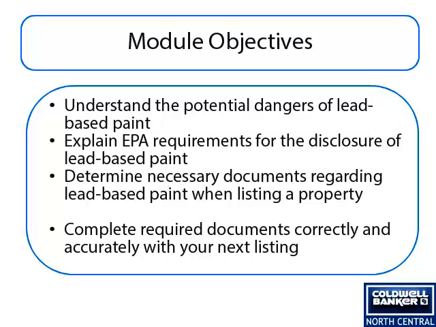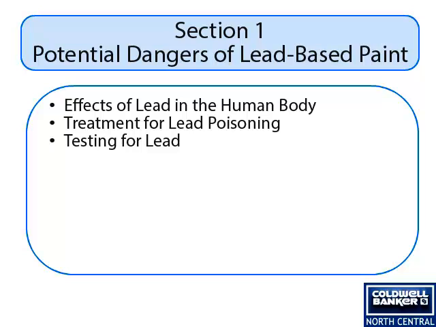If you have started this course previously without completion, select the section for which you are ready. Otherwise, click the Begin Section 1 button to proceed. There are 3 areas regarding the potential dangers of lead-based paint to cover in Section 1. Effects of lead in the human body, treatment for lead poisoning, and different methods of testing for lead.